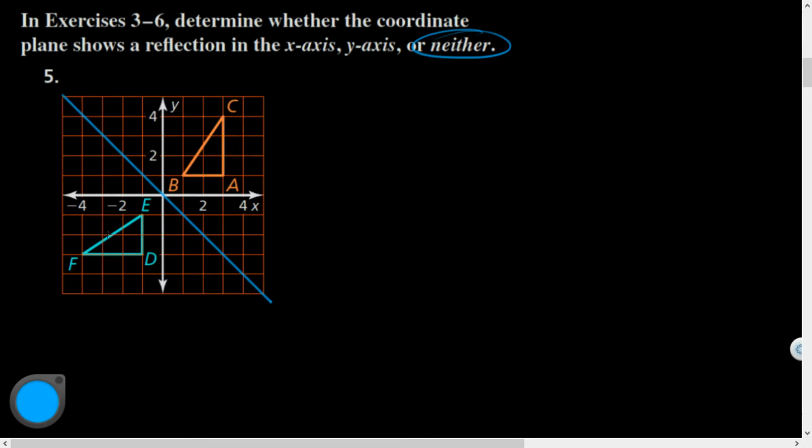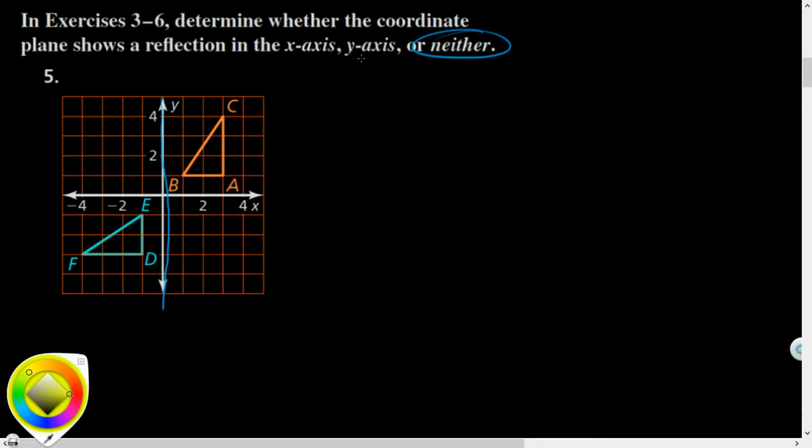Could I have obtained this using a double reflection? If I reflected it over this, and then over this, almost, right? Actually, that's interesting. This double reflection also could be described as a rotation, which we'll be talking about today. So this one's neither of those, but it was the y equals negative x.